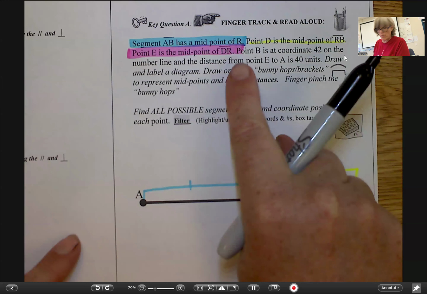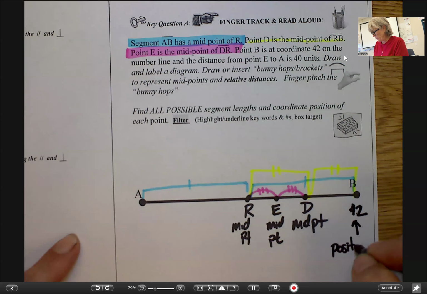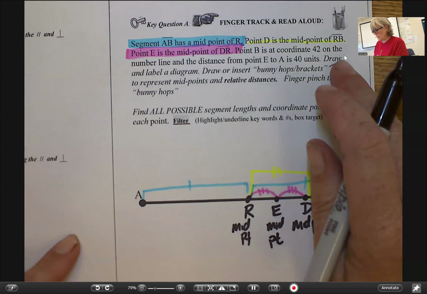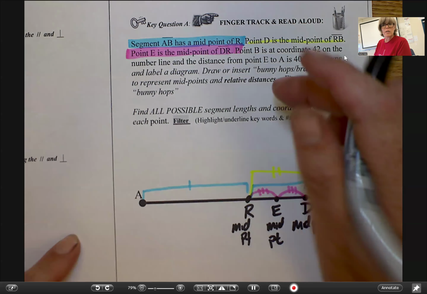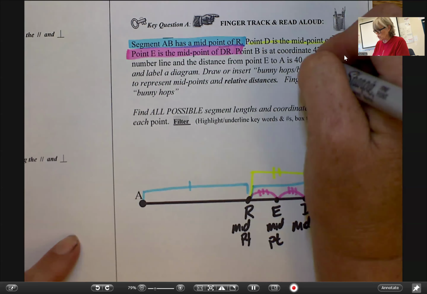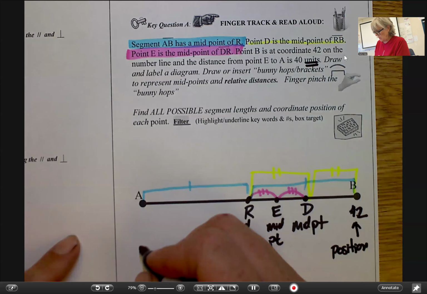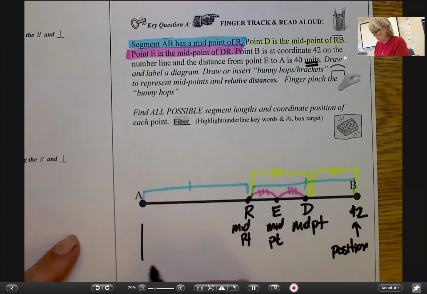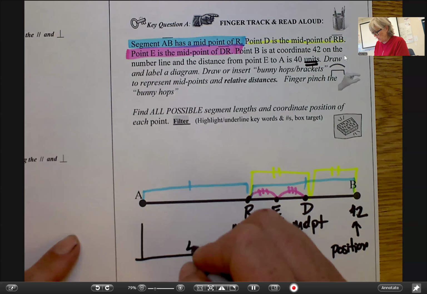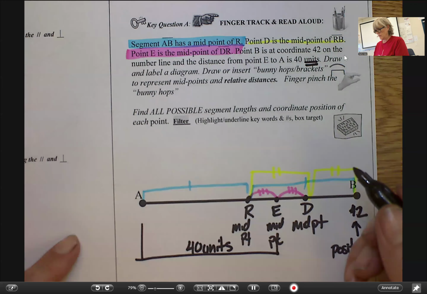Point B is at coordinate 42. 42 is a position, not a distance. But we are given a distance from E to A, and I know it's a distance because I use the term 40 units. So from A to E, I have 40 units. Find everything you can.